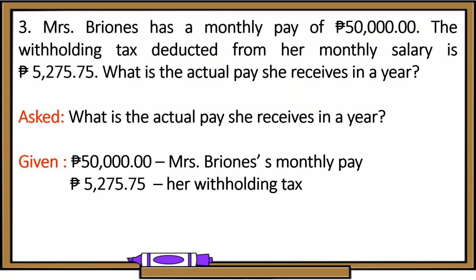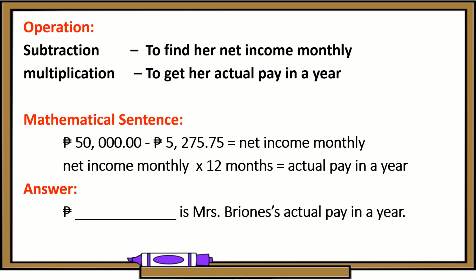Ang given natin ay 50,000 pesos, yun yung kanyang monthly pay. At 5,275 pesos and 75 centavos, yun yung kanyang withholding tax na binabawas sa kanyang monthly. At para sa ating operation, ang gagamitin natin ay subtraction to find her net income monthly. Once we say net income, ito yung income o kinita ng isang tao na nabawas na lahat ng pwedeng bawasin like withholding tax and other taxes na maaaring tanggalin sa kanyang sweldo.